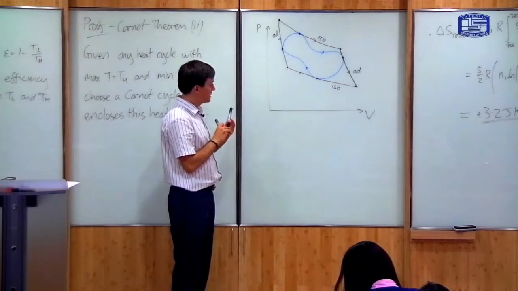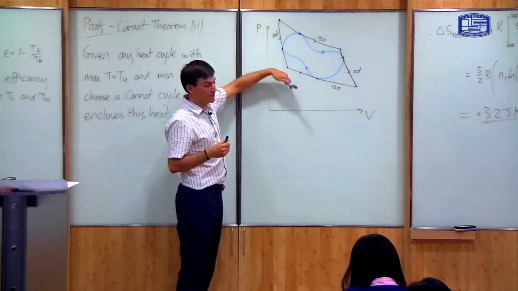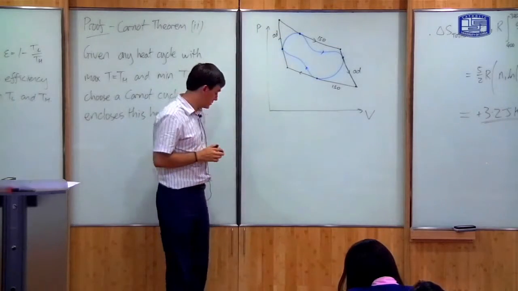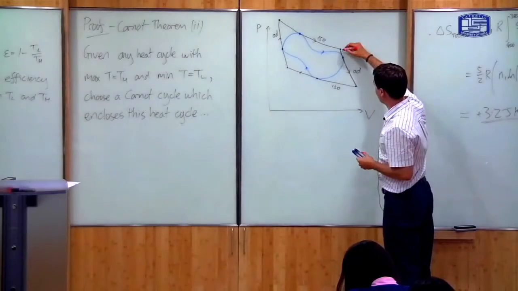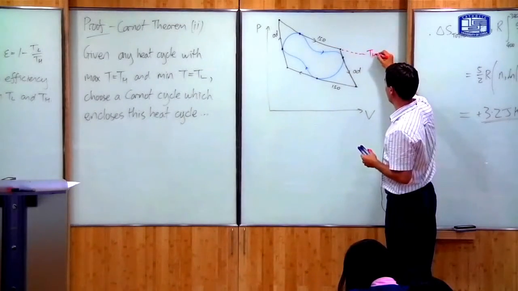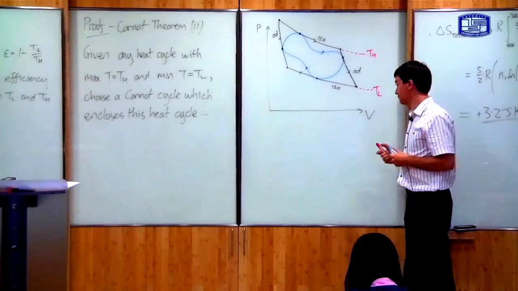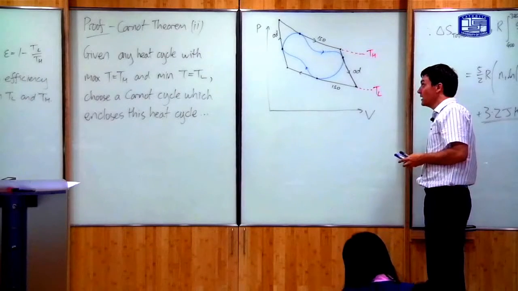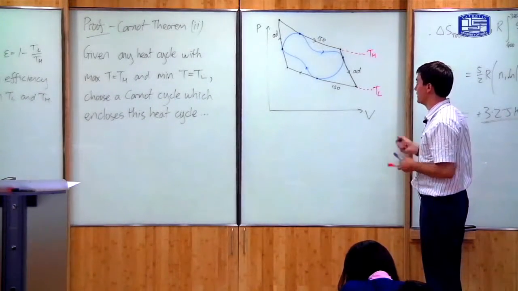So you give me a heat cycle, I can choose a Carnot cycle which encloses it and has the same highest and lowest temperatures. So as we've drawn it here, this top line corresponds to a temperature TH, and this lower line corresponds to a temperature TL. Now on this diagram I will denote 4 points of interest.